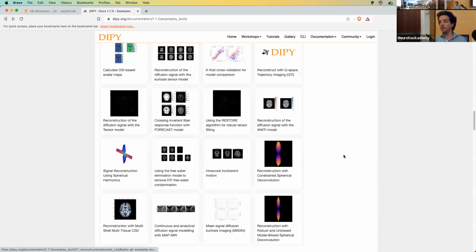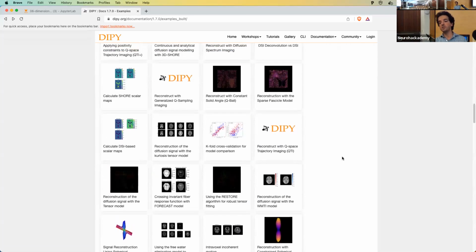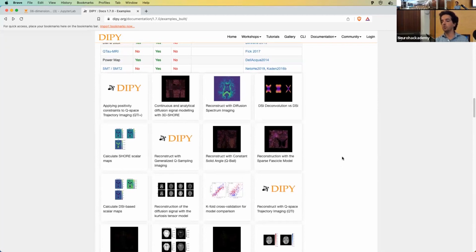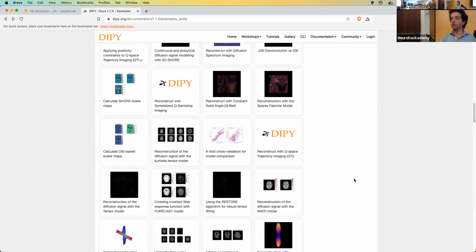But as I said, there are many methods for reconstruction, and the purposes of these different methods are slightly different. So here I showed you one, constrained spherical deconvolution, that's very, very focused on tractography and the orientation distribution function of the underlying fiber structure.